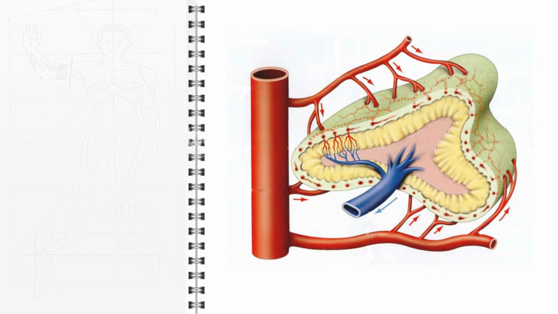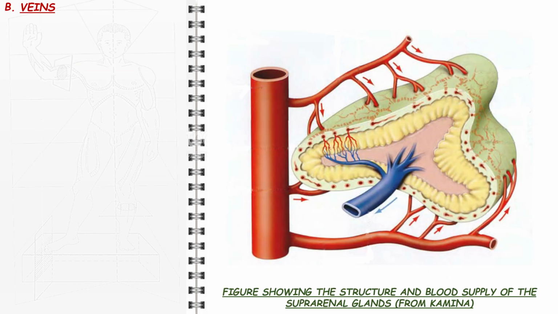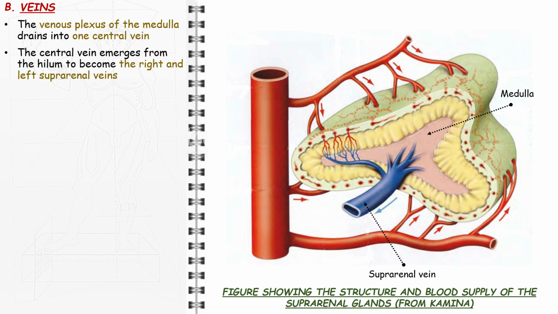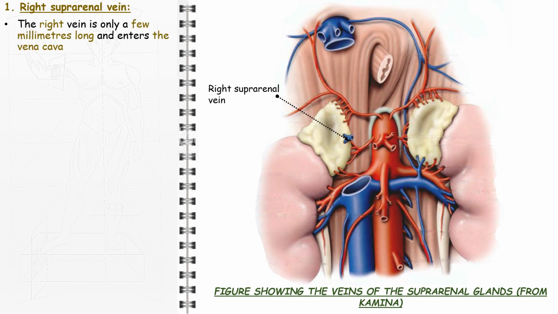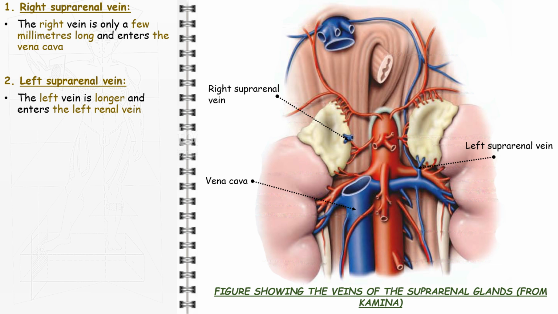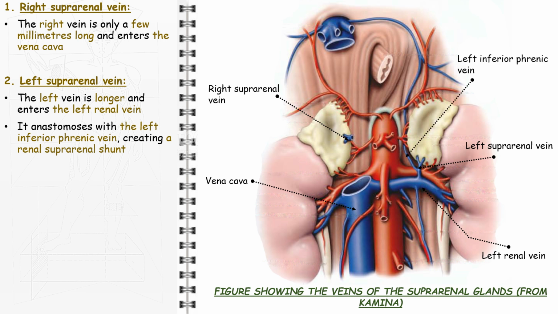The venous plexus of the medulla drains into one central vein. The central vein emerges from the hilum to become the right and left suprarenal veins. The right suprarenal vein is only a few millimeters long and enters the vena cava. The left suprarenal vein is longer and enters the left renal vein. It anastomoses with the left inferior phrenic vein, creating a renal suprarenal shunt.